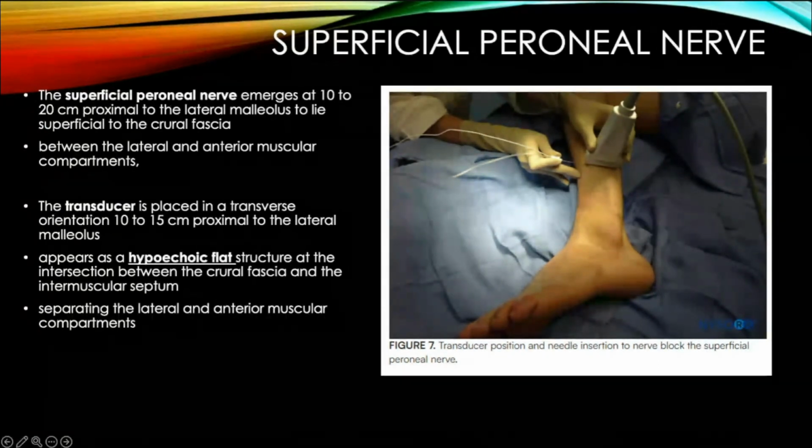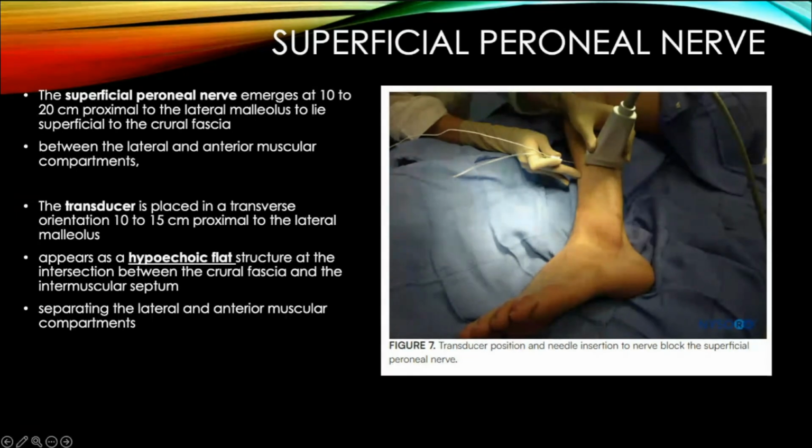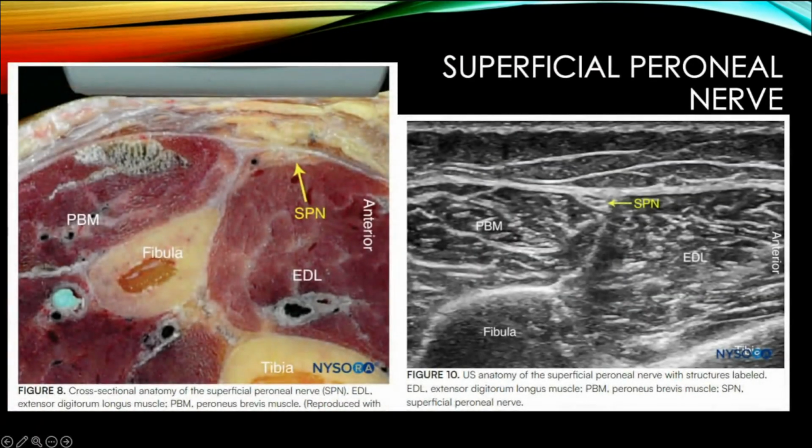So we can see the peroneal nerve as a hypoechoic flat structure at the intersection between the crural fascia and the intermuscular septum, separating the lateral and anterior muscular compartments. So as you can see in this picture, we can see the superficial peroneal nerve between the crural fascia and the compartment, between the muscles.